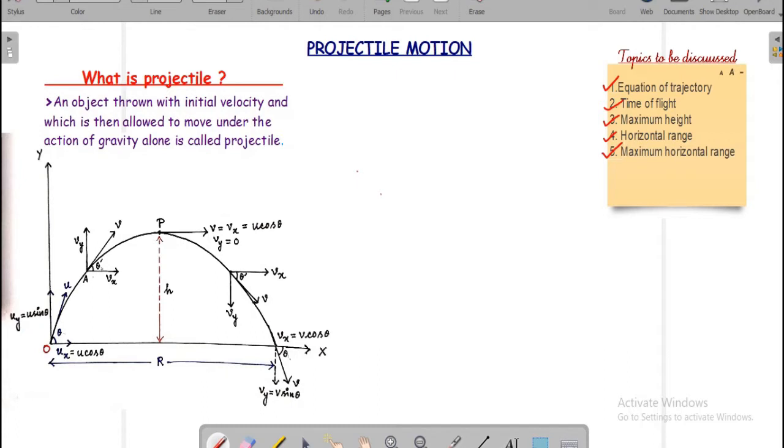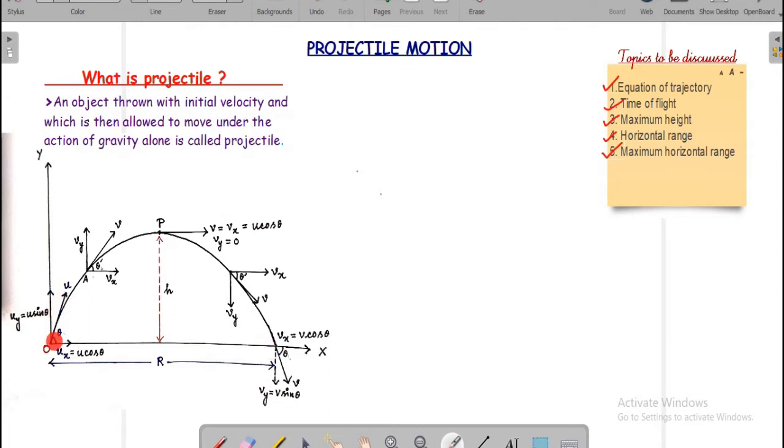An object thrown with initial velocity and which is then allowed to move under the action of gravity alone is called a projectile. And the path followed by a projectile is called its trajectory. Now suppose a body is projected with initial velocity u, making an angle theta with the horizontal. So this u is the initial velocity.